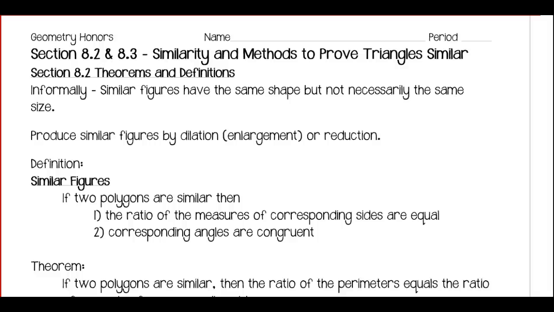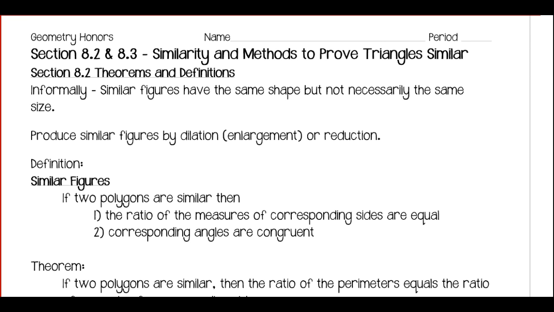This is Mr. Martin, and this is video notes for section 8.2 and 8.3. We're going to be talking about similarity and methods to prove triangles similar. So for section 8.2, informally, when we talk about similar figures, we're talking about figures that have the same shape but not necessarily the same size.